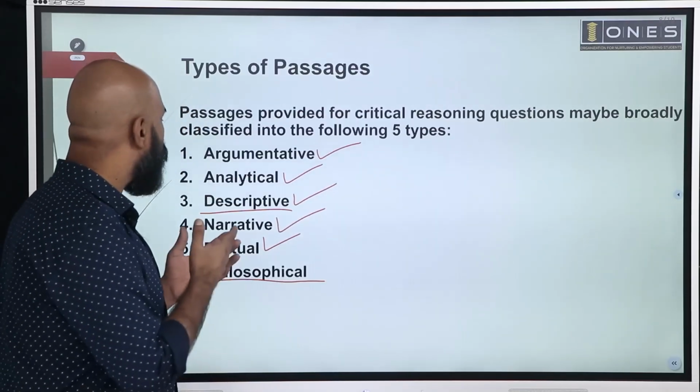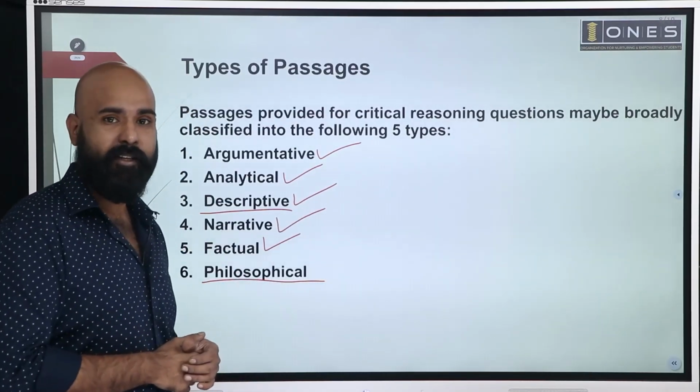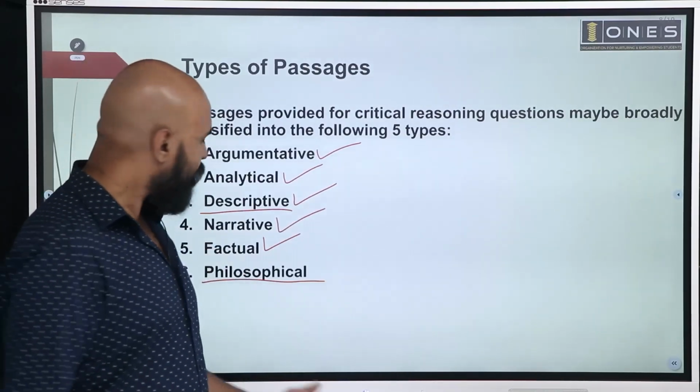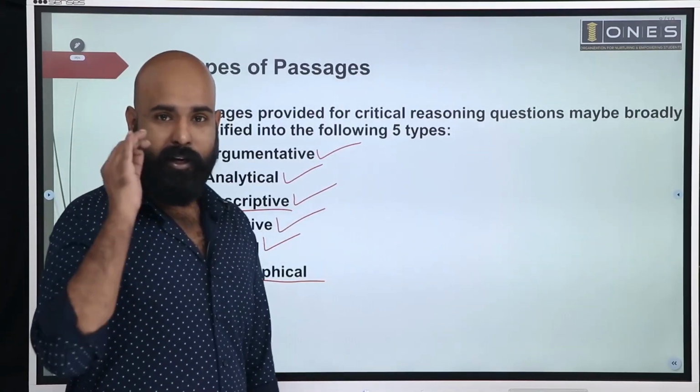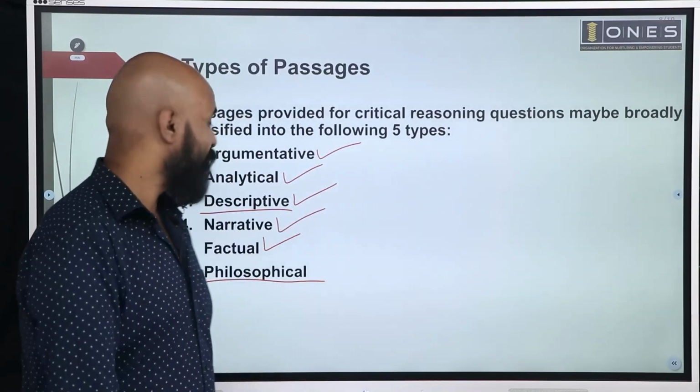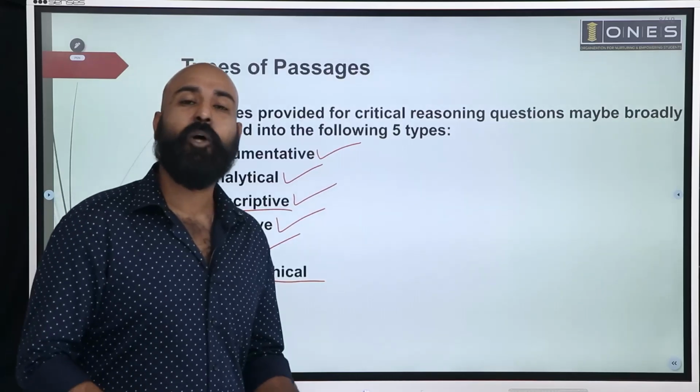Now, these are the most common types of passages you can find. The last one, the elusive one, is philosophical. Philosophical means deep explanation in a short amount of words. That's what makes it confusing. Deep explanation in a short amount of words.